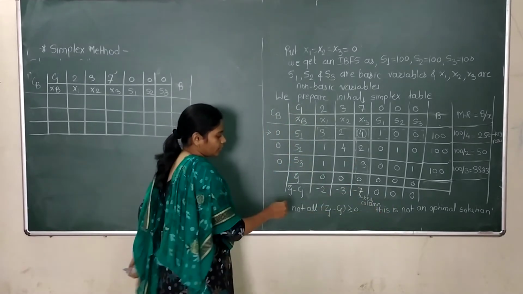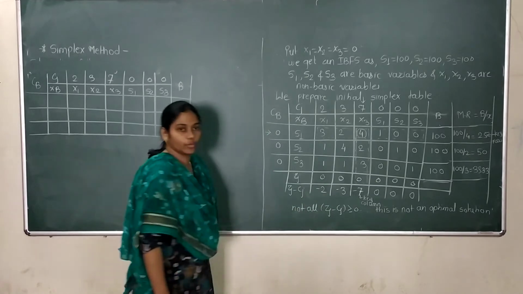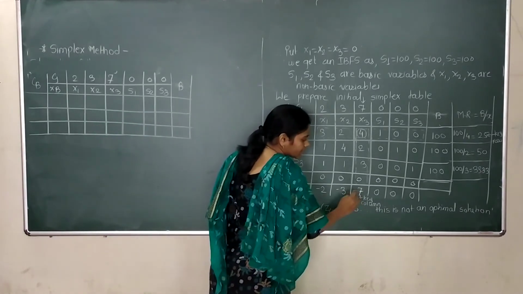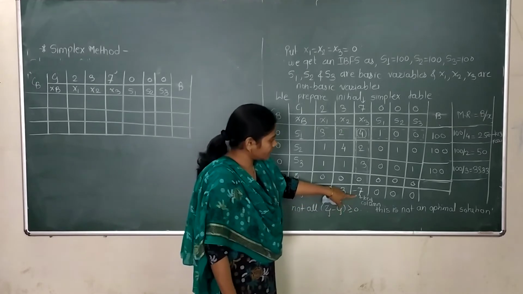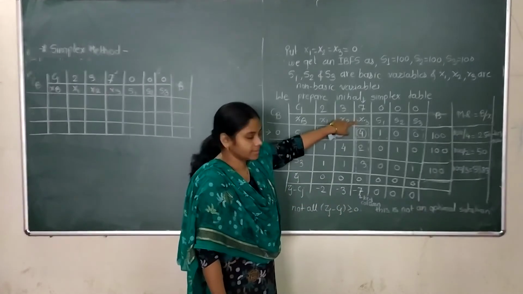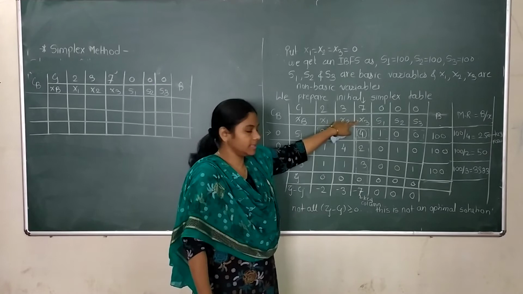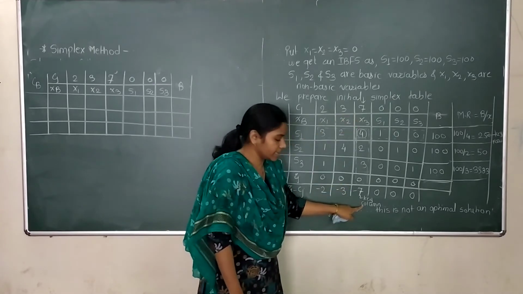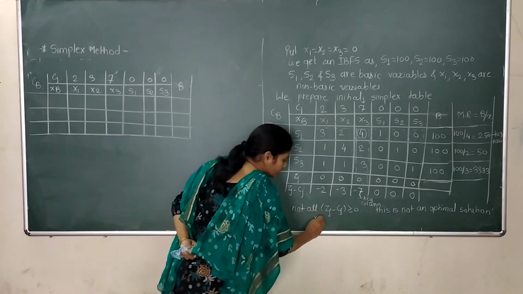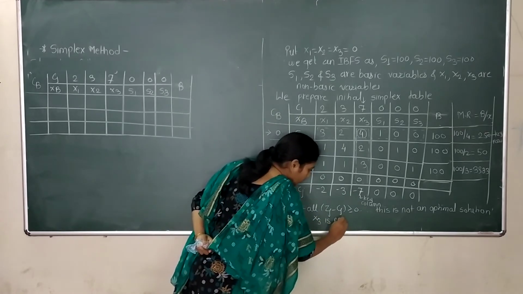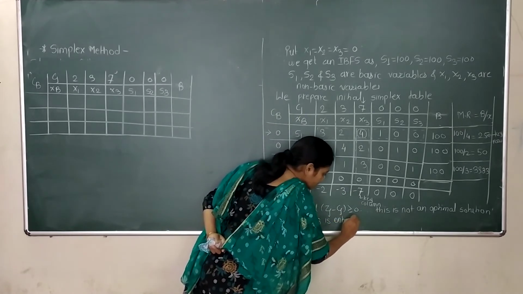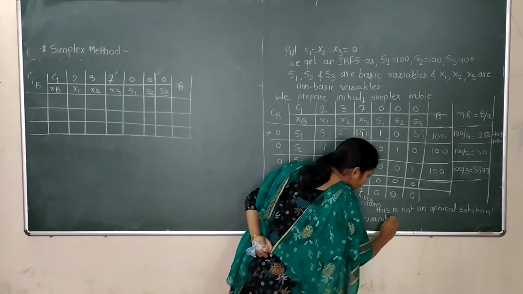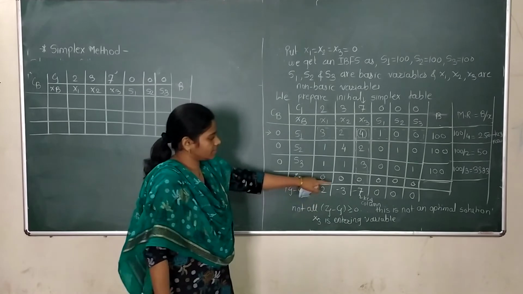So here in Zj minus Cj, we have to consider the most negative element. And in this row, the most negative element is minus 7. And minus 7 corresponds to the variable x3. Therefore, this x3 is the entering variable. And the corresponding column is called the key column.